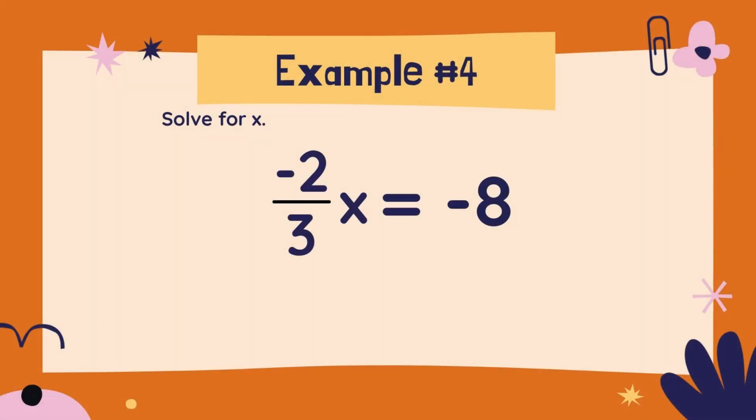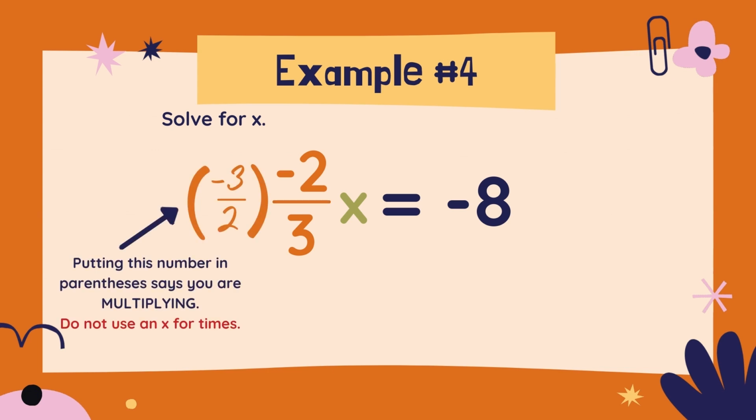Example number 4. Negative 2/3 x equals negative 8. Now we have an entire fraction being multiplied times the x. Since we need to get x all by itself, we're trying to get 1x. So we need to make that negative 2/3 into 1 by multiplying. If we multiply a fraction by its reciprocal, or its flipped version, it will equal 1. Don't forget the negative. So we're multiplying both sides of this equation by negative 3/2.